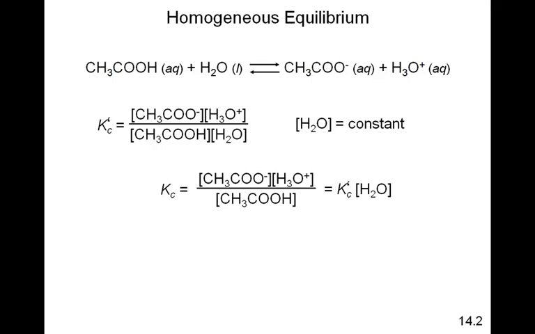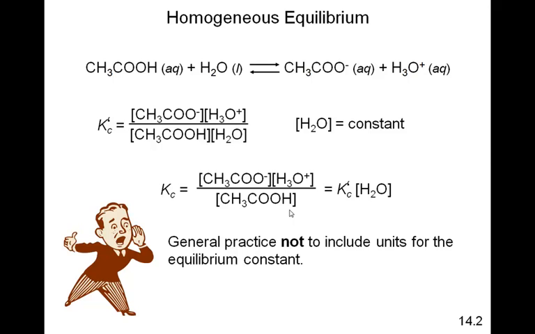And remember, we said that because the H2O concentration is constant, the K sub C prime times the concentration of the water is equal to the final K sub C, where the final K sub C is equal to the concentration of the aqueous products raised to their coefficients at equilibrium divided by the concentration of the aqueous reactants raised to their coefficients at equilibrium. General practice, do not include units for the equilibrium constant, as we said earlier.